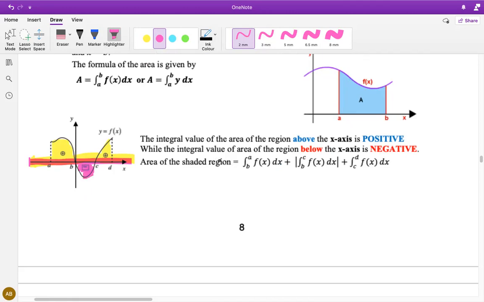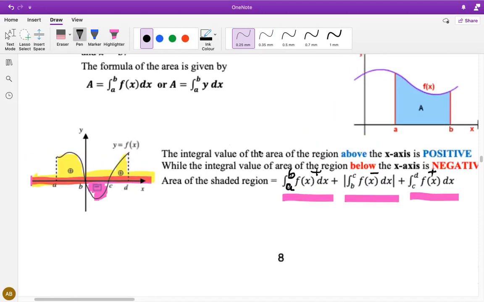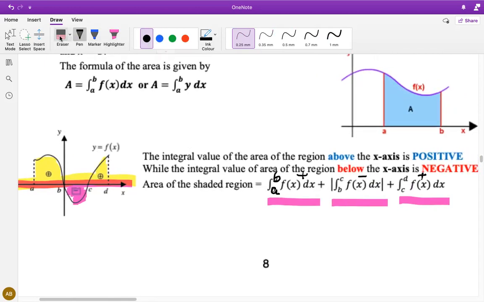If I want to find the area of the shaded region, I integrate a to b, and then c to d. For b to c, I need to take the modulus because this part is negative. So this is positive, negative, positive. There's something wrong here, it should be a, b, b, c, c, d connecting. Please do the correction here. So this is a to b.